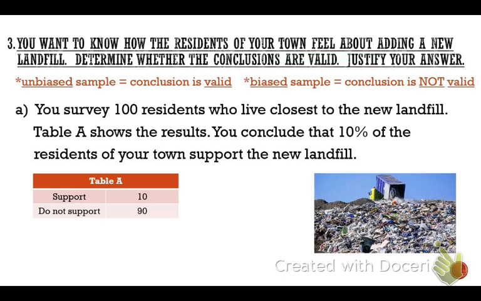You survey 100 residents. Is that a good number? Is that a large number? Yes, that's a great number, okay? So that's large. You survey 100 residents who live closest to that new landfill. Table A shows the results.